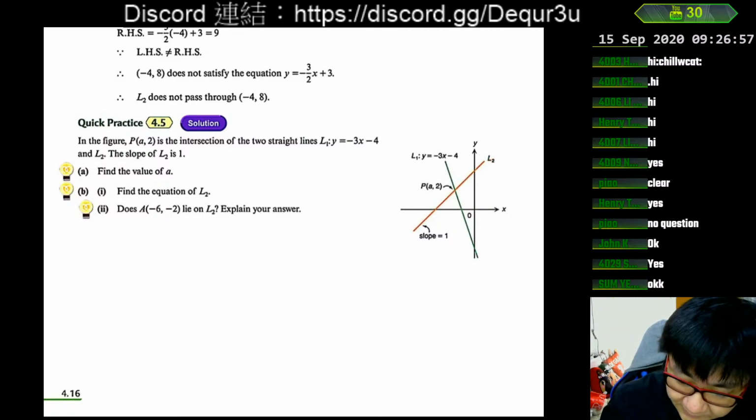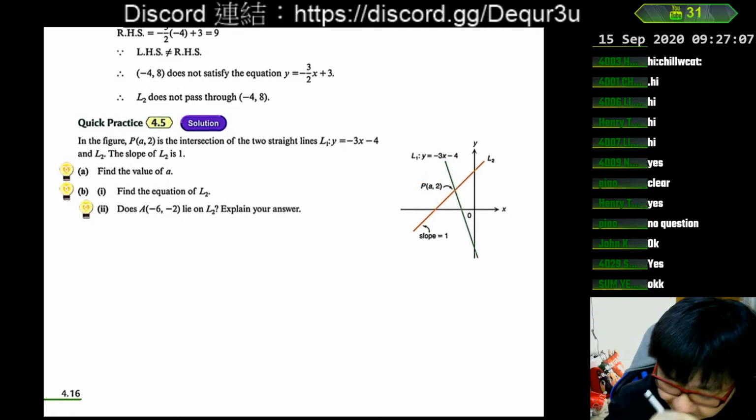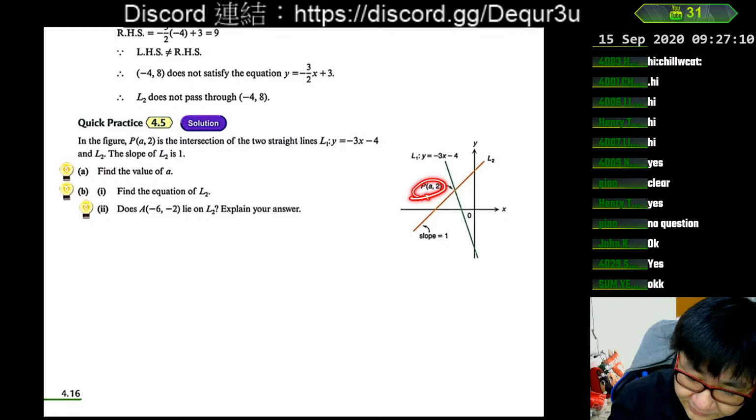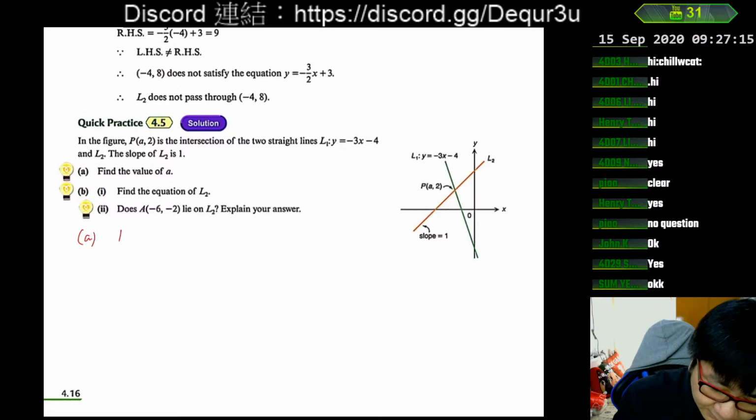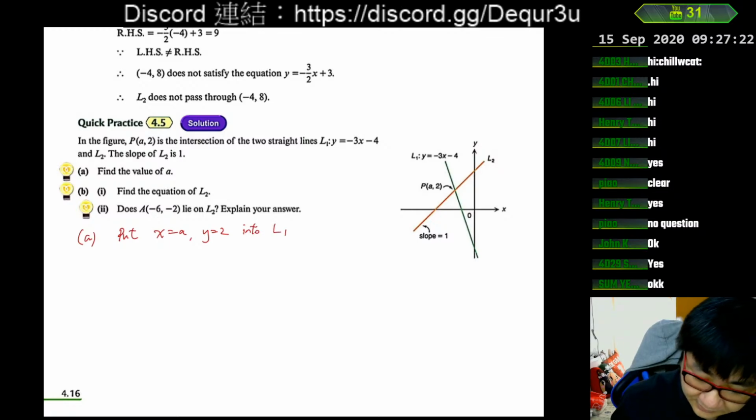Find the value of a. a is here, which is the x-coordinate of the point P. We also see the point P lies on this L1 line, and therefore we can put a and 2 into the equation. As a step for part (a), we put x equal to a, y equal to 2 into the equation of L1, and therefore we have 2 equal to negative 3a minus 4. Solving it, add 4, that means 6, and then divide by negative 3, then a is negative 2.